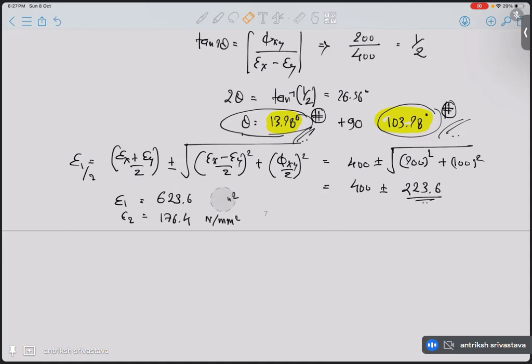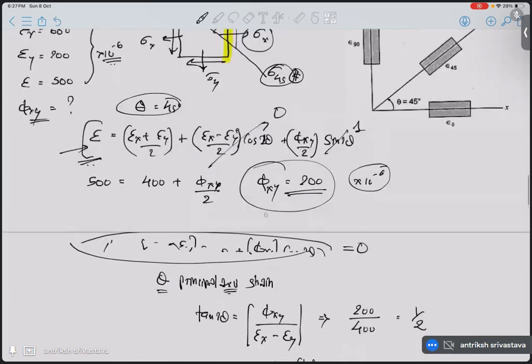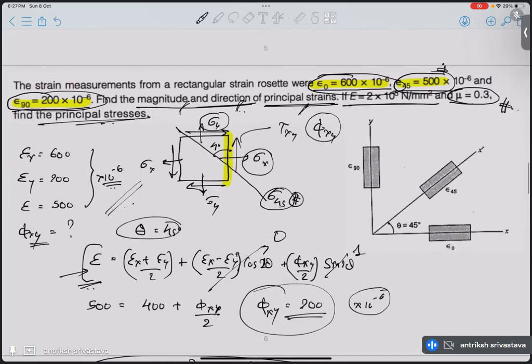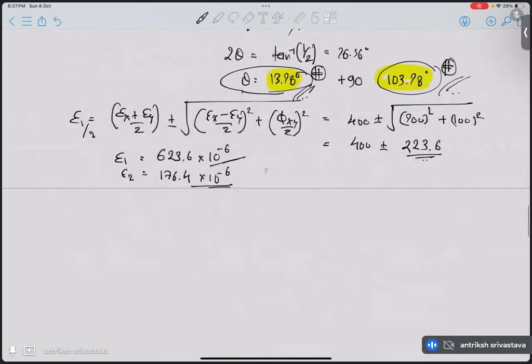Oh, sorry, I always do this for stress. That's why I was going for stress only. But this is strain, and that doesn't have any unit. So 10 power minus 6, and that 10 power minus 6 is coming from the question itself. So this is the strain, principal strain. I hope you are also getting this same. Okay, if you are getting different, then please let me know.